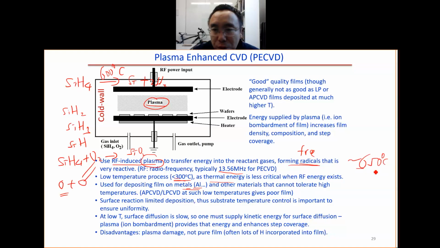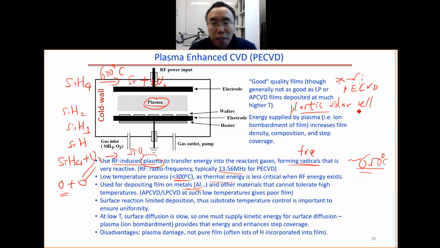At about 650 degrees, aluminum will be melted. We can also do this on a polymer, and then we can make, for example, a plastic solar cell. We have professors in the ECE who work on plastic solar cells. What they do is deposit amorphous silicon by PECVD on top of the plastic sheet to make the plastic solar cell, because PECVD can run at low temperature, so the plastic will not be burned.